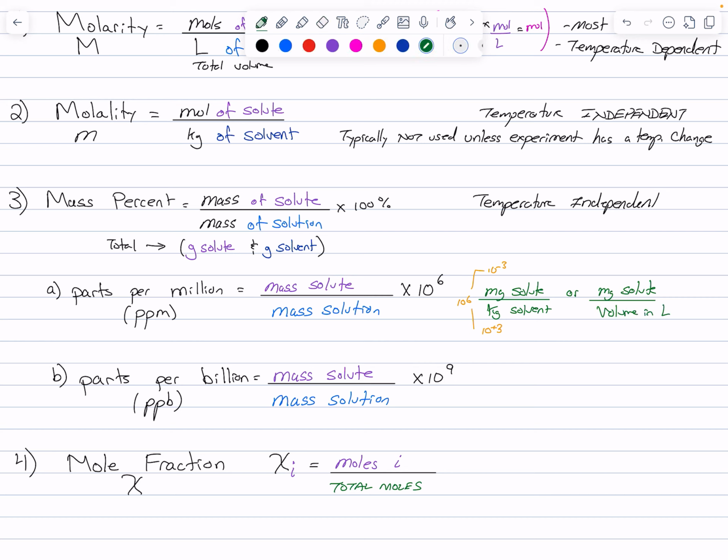And lastly, mole fraction. That's chi, the Greek letter, like an X. It's the moles of component i over the total moles. This is typically for gases, because gases don't have a fixed shape or a fixed volume. But the number of particles you can count, so you can get the mole fraction and do a lot with it. So those are the units of concentration we will be using.